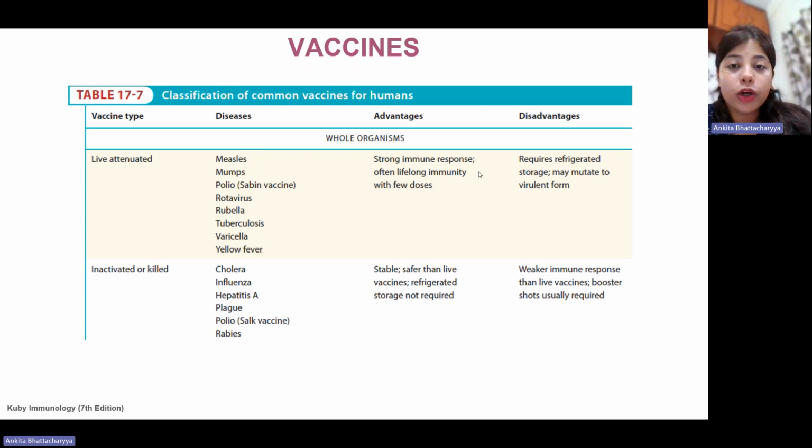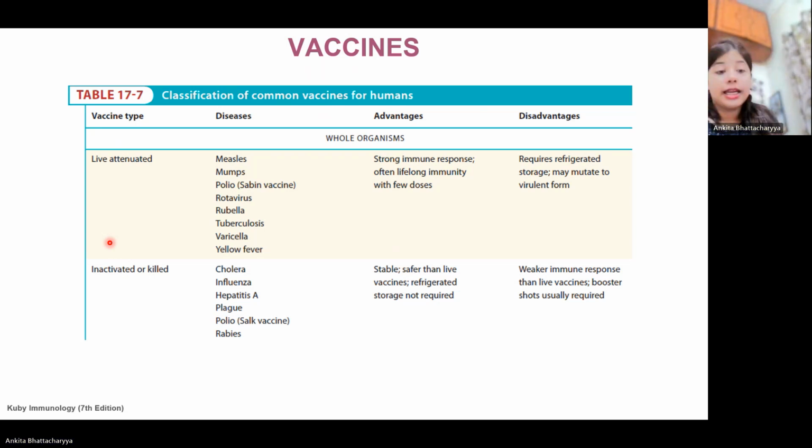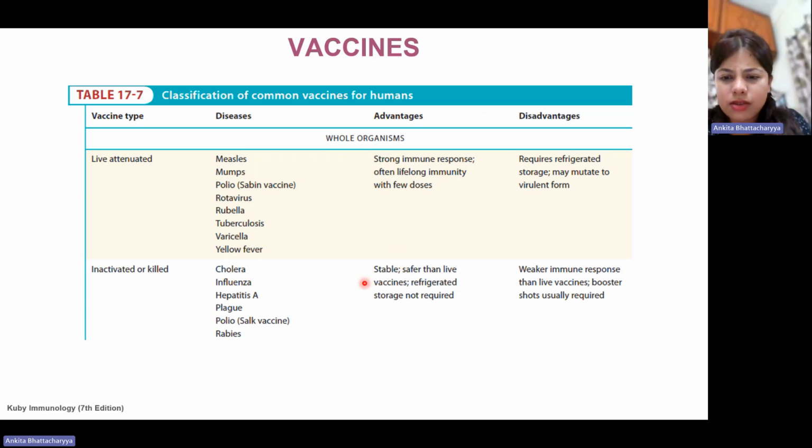So when we talk about human vaccination, these are the different classifications that are made for human vaccines. The first set is whole organism vaccines, among which we have live attenuated, and inactivated or killed. Among these, we have a set of live attenuated vaccines, which are present for diseases like measles, mumps, polio, which is the Sabin vaccine, rotavirus, rubella, tuberculosis, varicella, yellow fever, etc.